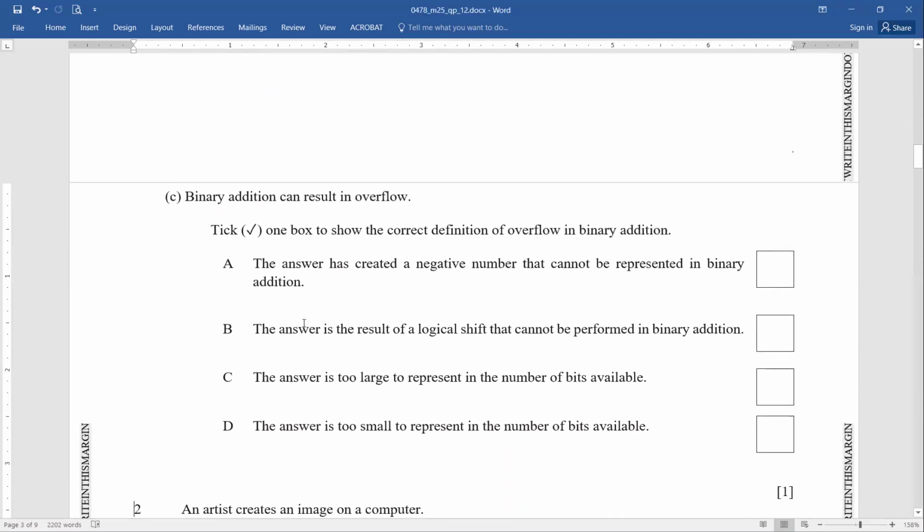Binary addition can result in overflow. Tick one box to show the correct definition of overflow in binary addition. Now just do it quickly and then we will discuss. Which one is the correct option?